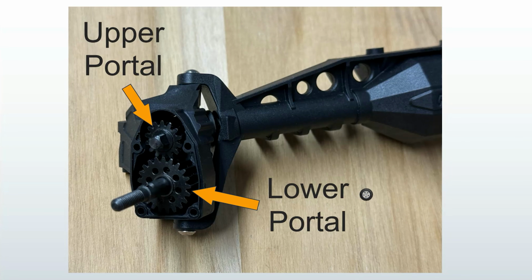Finally, if you're running portal axles, you will have 2 gears here. Sometimes they're the same size, but usually the top gear is smaller, which gives you an added gear reduction. So you've got your upper portal gear and your lower portal gear. Now we know all the terms, let me show you the tool.